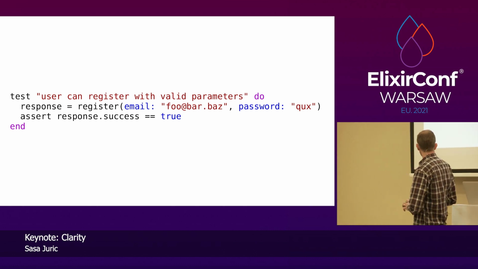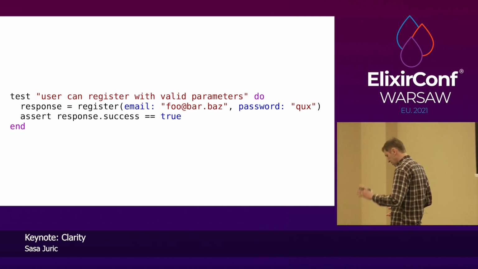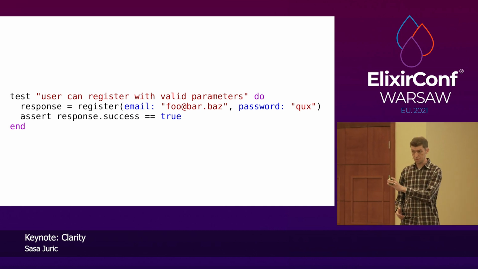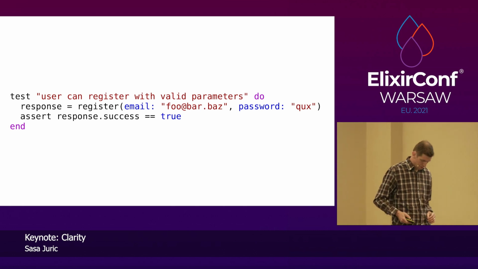This reduces the noise from the test. And so with that helper in place, I end up with this piece of code which communicates exactly that which is relevant for the purpose of this test. Nothing more, nothing less. And this to me means clarity.